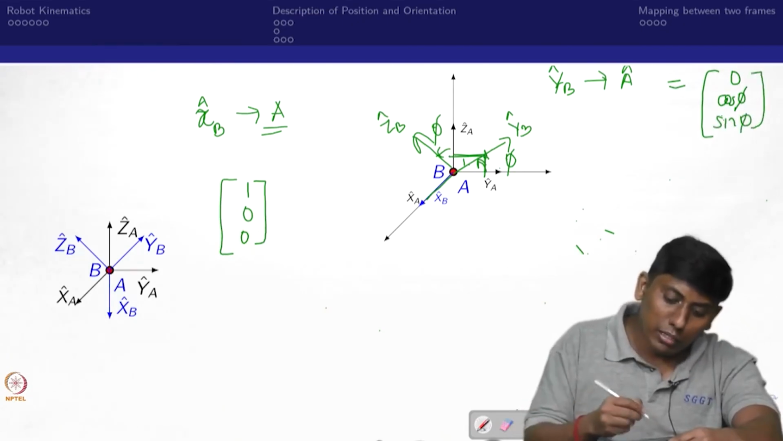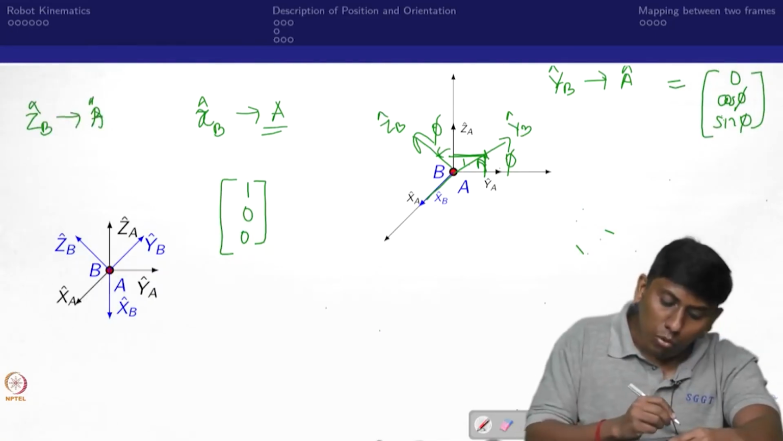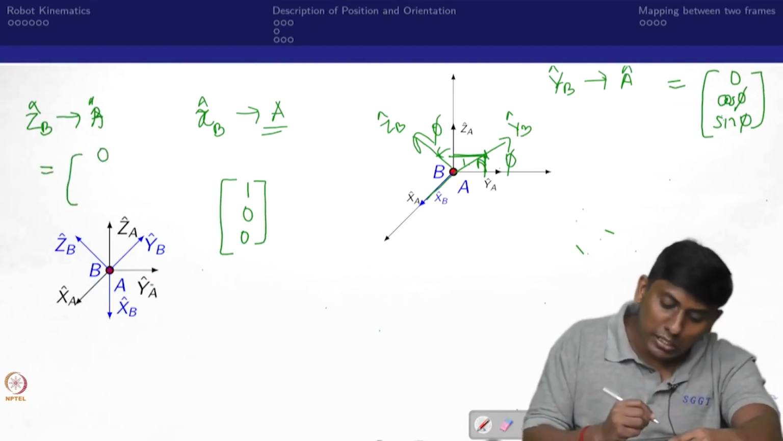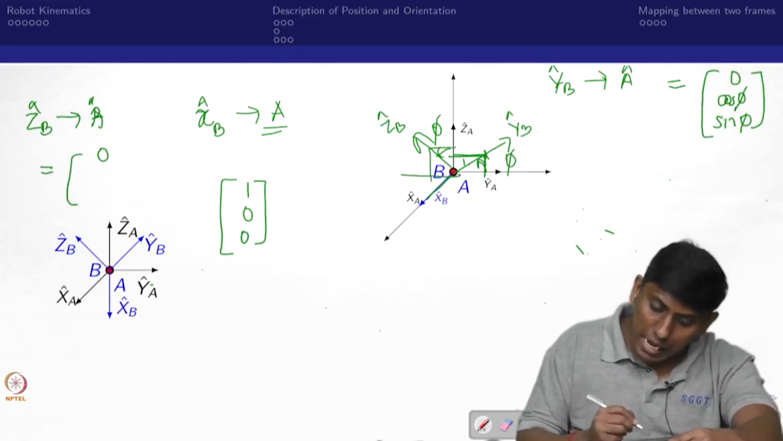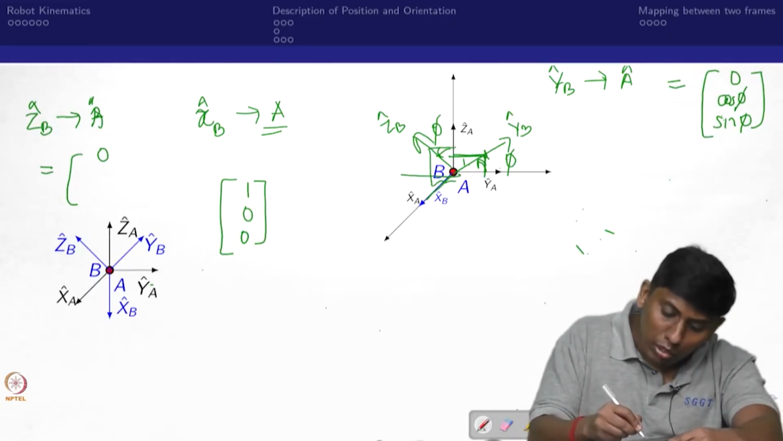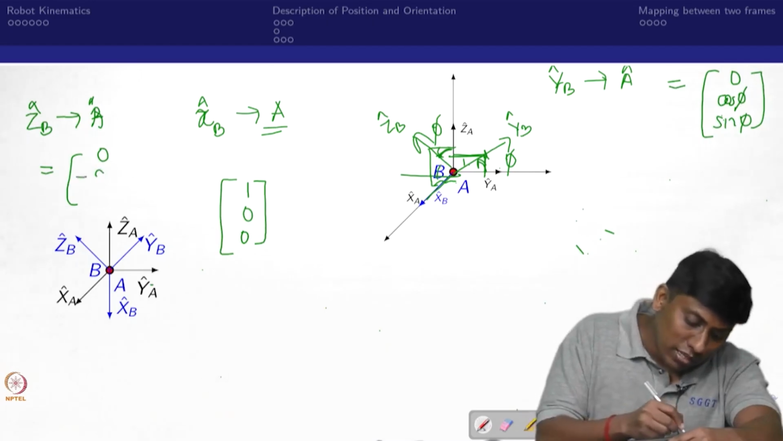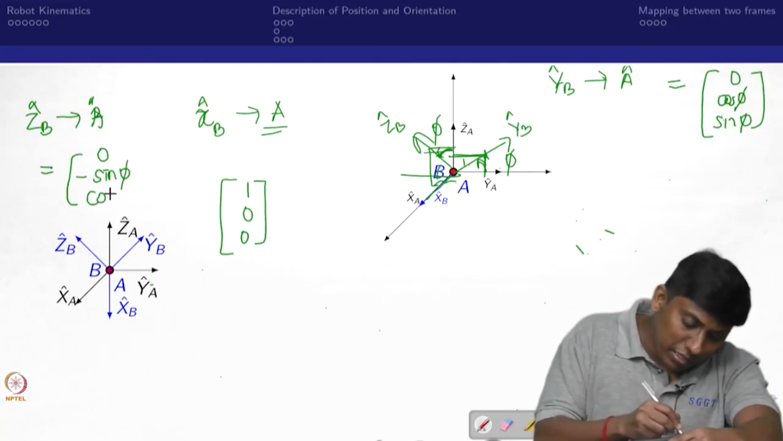In the similar sense you can project your ZB unit vector onto the A frame. Okay. What would be the projection? Obviously, that will not give a projection on X, so that would be 0, but this unit vector I project on the YA axis. So, what would that be? That is equivalent to, this is phi, this is 90 minus phi, and cos of 90 minus phi is sine, and it is in the opposite direction. So, this is minus sin phi, and this is straight away cos phi, right.